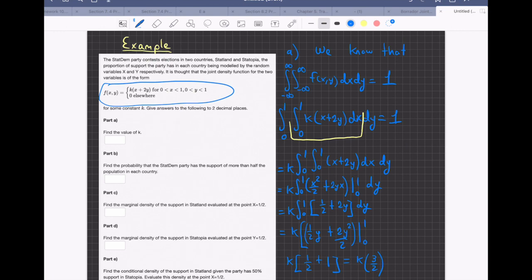But remember, all of this has to be equal to 1. So set this equal to 1. Solve for k, and you will have k equal to 2 over 3. And that is the answer for part A: 2 over 3.